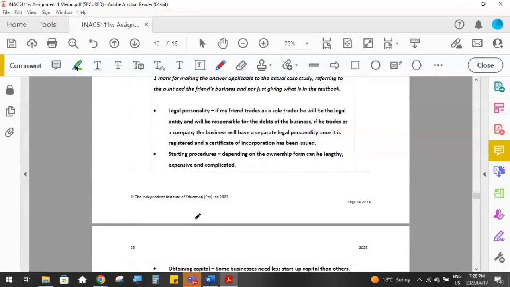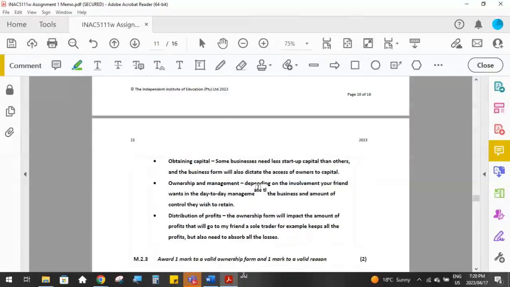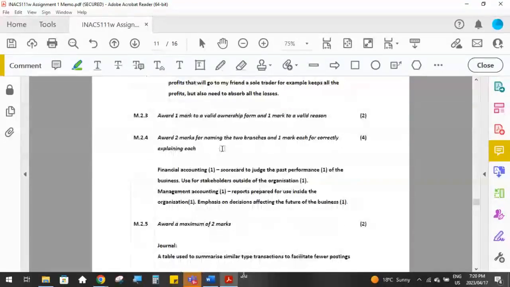But you can see by the answers given here, they said, if my friend, etc., you know, they really did want you to think about, remember, you are advising your friend on what to do. You're not just writing down definitions straight out the textbook. So this stuff comes straight out the textbook.